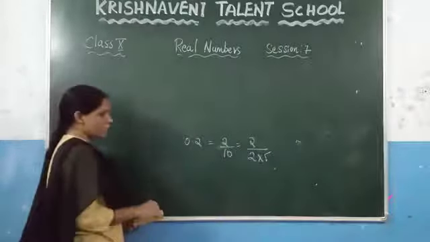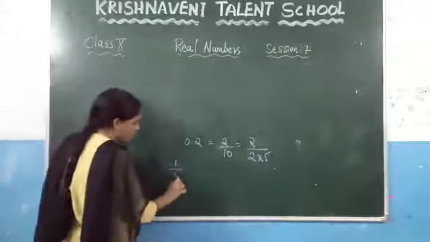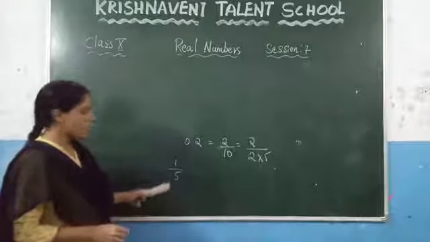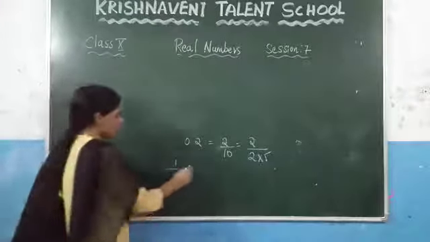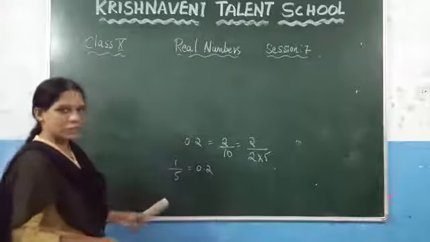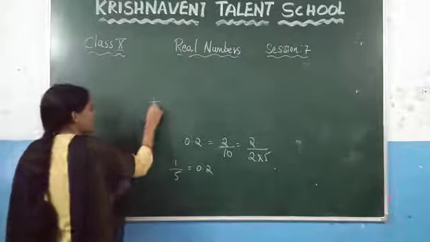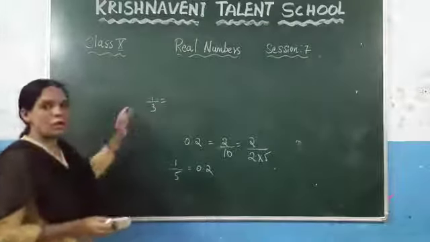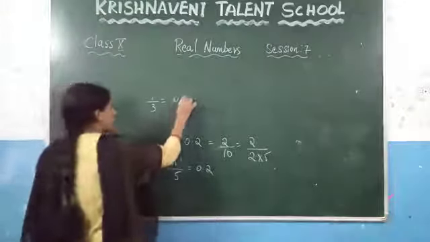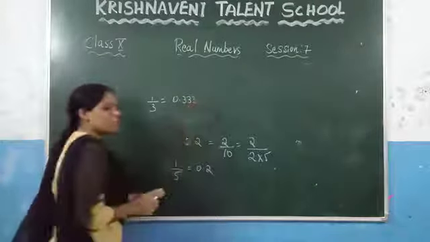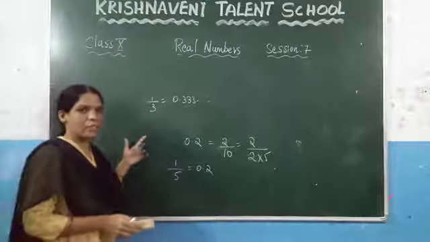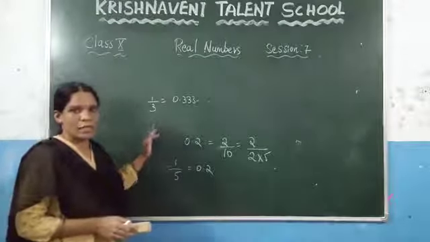And what does the second theorem state here? If you take any rational number and the denominator is in the form of 2 power n and 5 power n, then we get a terminating decimal. What does the third theorem state? If you take any rational number but the denominator is not of the form 2 power n and 5 power n, then it is a non-terminating repeating decimal. So by seeing the number itself we can state whether it is a terminating decimal or non-terminating repeating decimal.